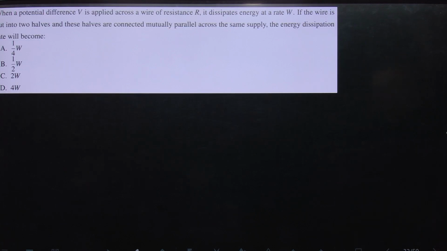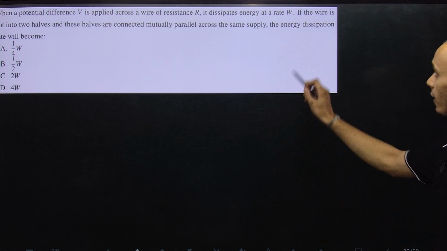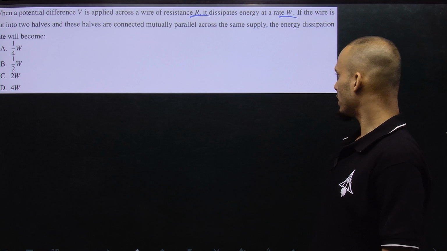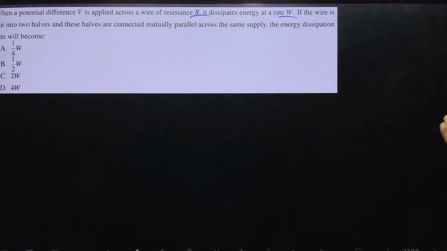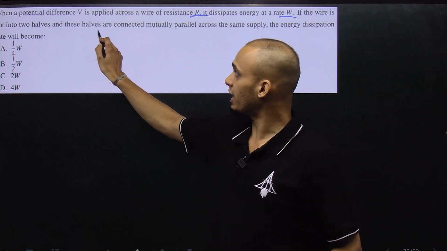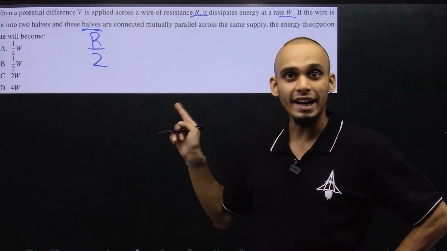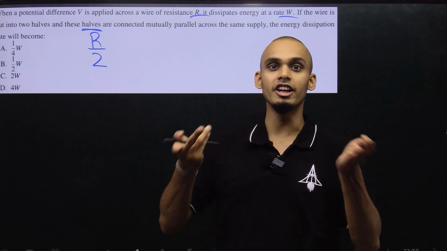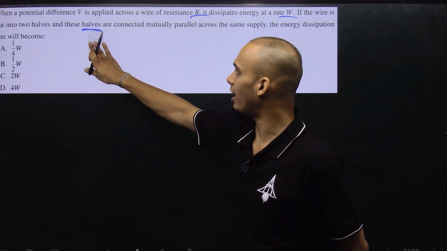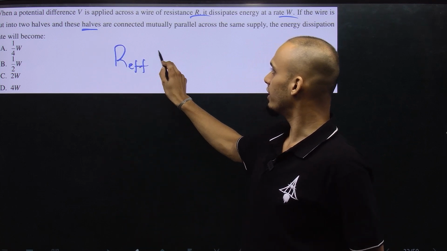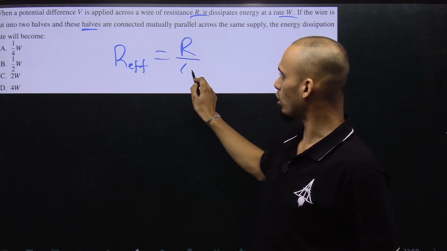We have a potential difference across wires of resistance R. Power consumption is W. If we write down W initially as V square by R, and if we cut the wire in half, each of the half will have resistance R by 2, and if we connect them in parallel, then the effective resistance will be even further halved. So the net resistance effective will be equal to R by 4 of the wire.